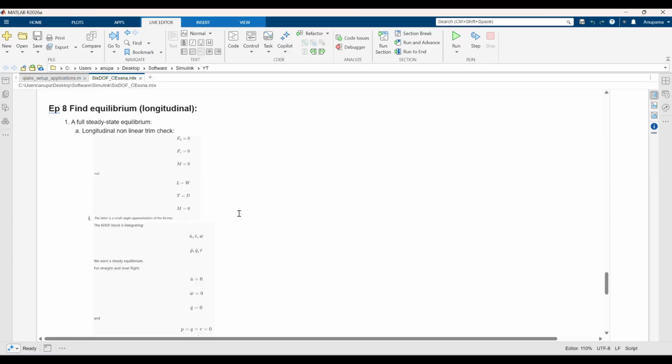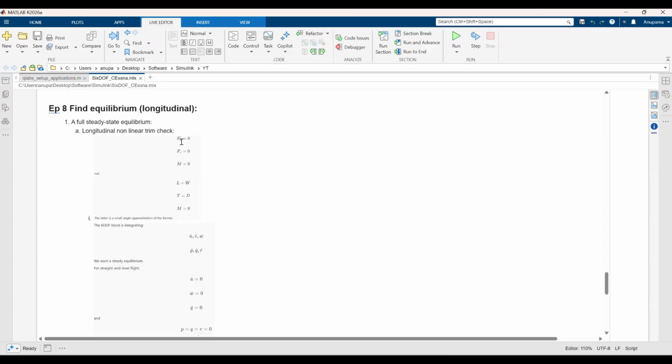So this will be a 2-episode long concept. Today we will do the longitudinal equilibrium part of it. For the longitudinal equilibrium, you want to basically get the trim version of Fx to be 0, Fz to be 0, and all the moments to be 0. Think of straight and level flight, right? On a straight and level flight, your lift is equal to weight, thrust is equal to drag, and there is no net moment, so there is no pitch, roll, or yaw. That is one of the equilibrium cases.